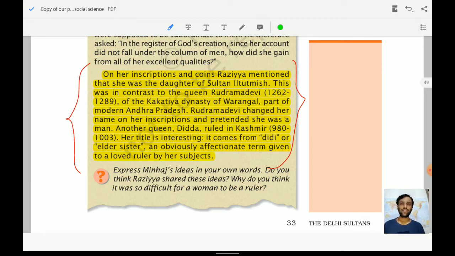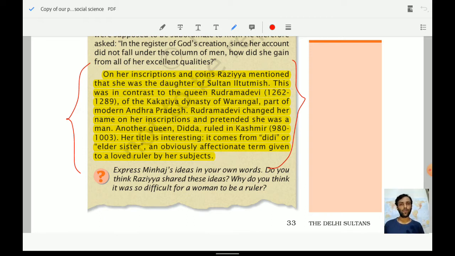On her inscriptions and coins, Razia mentioned that she was the daughter of Sultan Iltutmish. Now this particular paragraph is important, and pay the utmost attention, because it refers to the two or three women who ruled in the Indian subcontinent, right? One of them was Razia, and another one was Queen Rudramadevi. Razia herself ruled, and she did not disguise as a man. Rather, she accepted that she is a woman and she is capable enough to handle the kingdom, right?